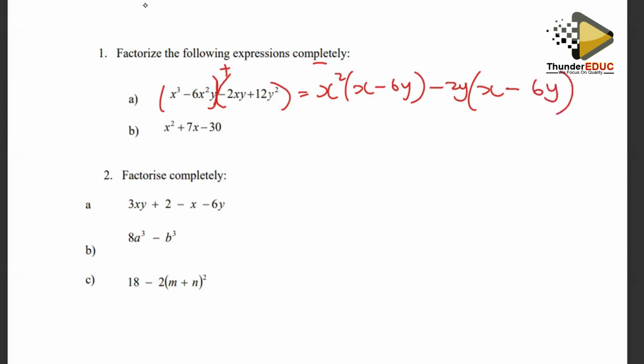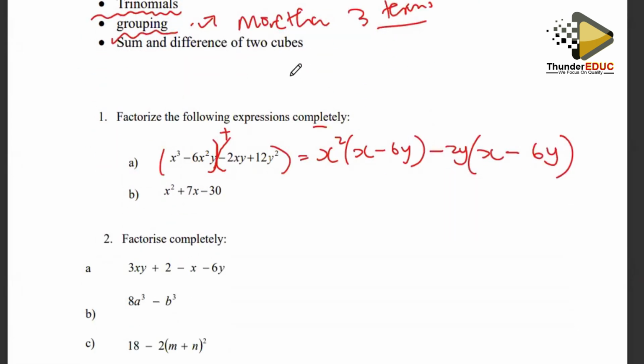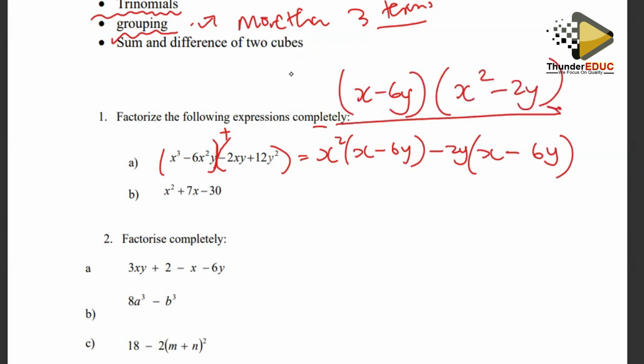The reason why I took out the negative is because I wanted to create the same brackets. Remember, the first method was to take out the common terms, or you can change the sign to create similarity. Now, what I can see is x minus 6 is common, okay? So x minus 6, take it out. I'll be left with x squared minus 2y. And then I'm done. So that should be a sweet 2 or 3 marks.